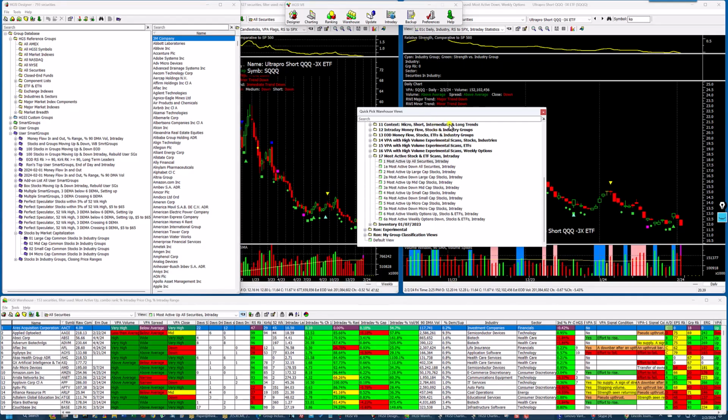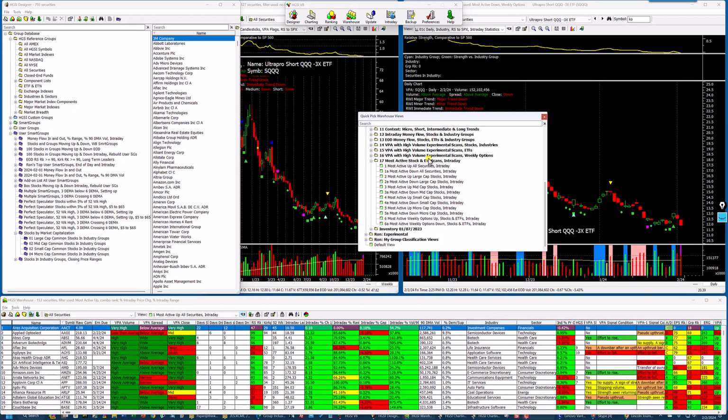Okay, so here's my screen layout that I'm using. I've got a 32-inch monitor here. If you go to folder number 17, you're going to find the most active stock and ETF scans intraday. If you've installed the add-on recently, I want you to delete the warehouse files because I did some editing here. I changed the name and I had a typo down here in number 6 and 6A. So just delete the warehouse files, and that's all you have to delete, and then you can install the add-on.